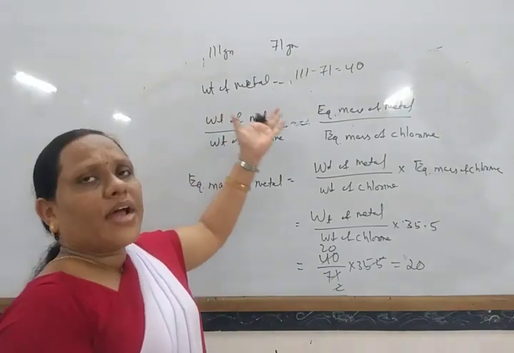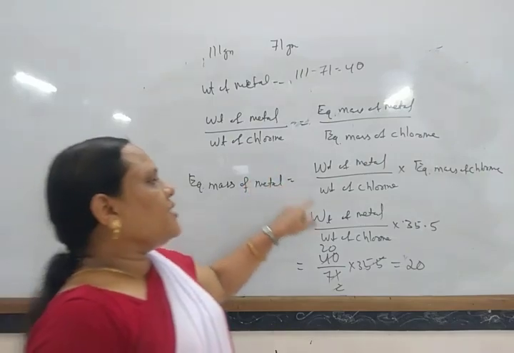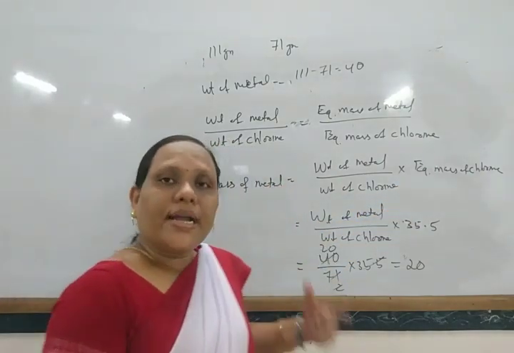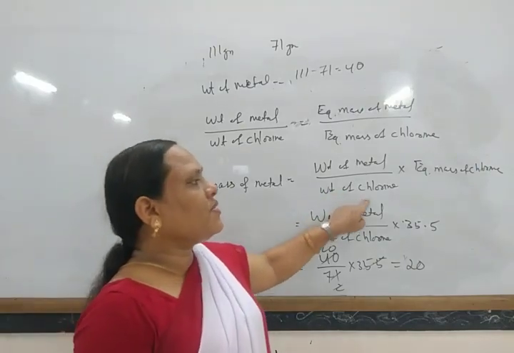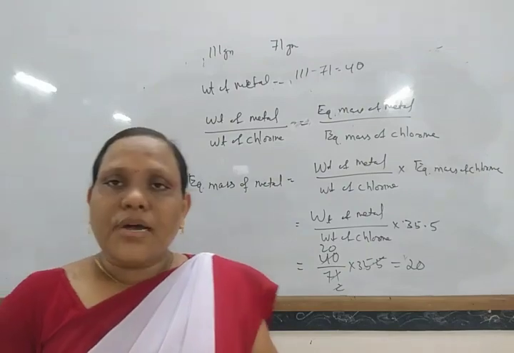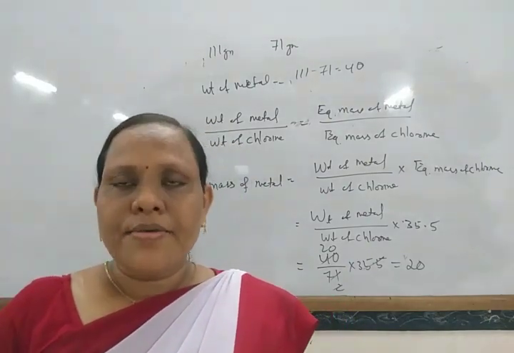If instead of chloride, oxide is given, then in this way find out the weight of oxygen and the equivalent mass of oxygen. If hydrogen is given, then the weight of hydrogen and the equivalent mass of hydrogen. So in this way you can determine the equivalent mass.